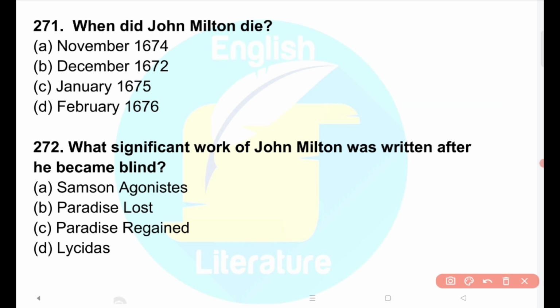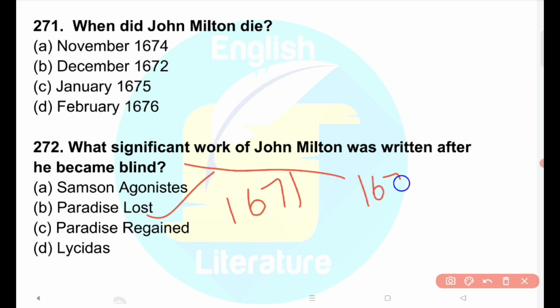What significant work of John Milton was written after he became blind? Option B, Paradise Lost. Milton became completely blind in 1652. He dictated Paradise Lost, which was published in 1667. He later wrote Paradise Regained in 1671 and Samson Agonistes in 1671.